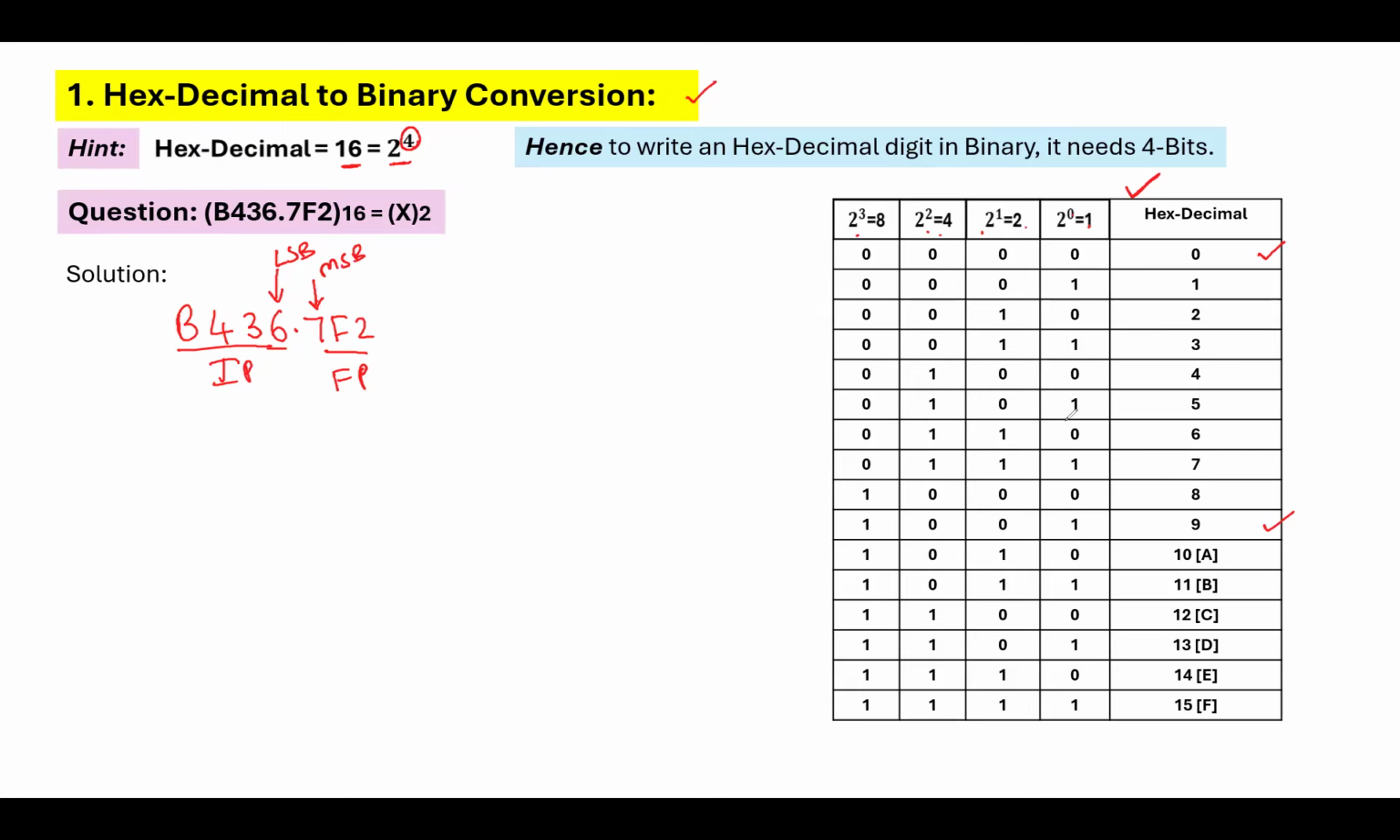6 means the equivalent binary value is 0110. 3 means 0011. 4 means 0100. B means 11, and 11 means 1011. Point, 7 means 0111. F means 15, which is 1111. 2 means 0010. This is our binary number for the given hexadecimal number.